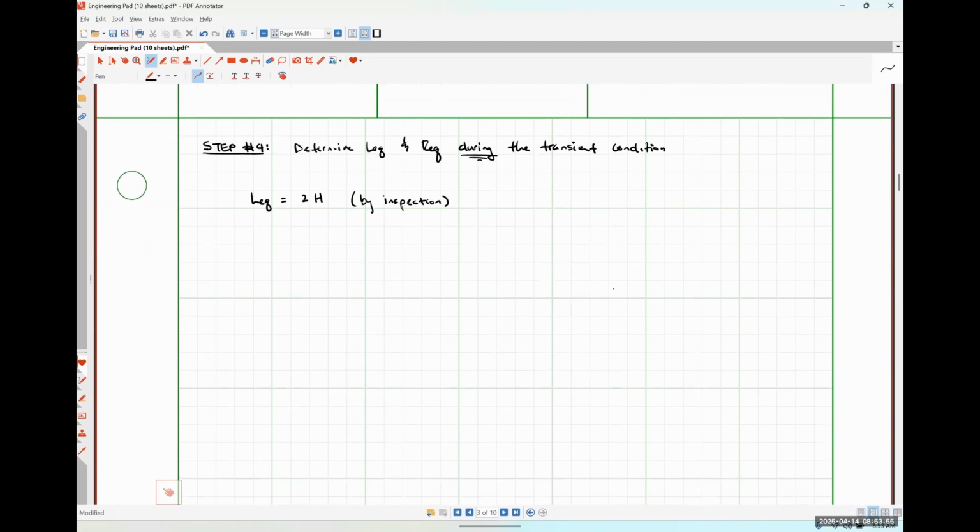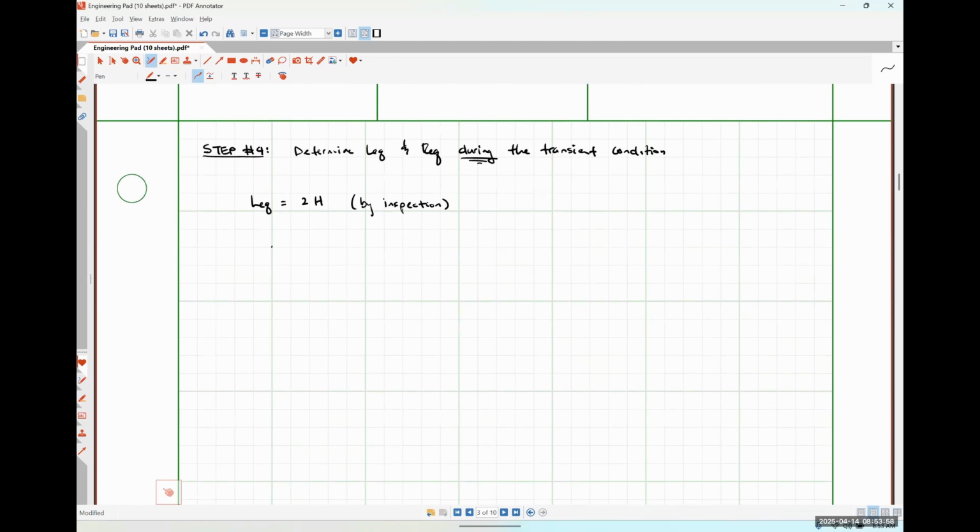So the REQ that we're looking for is essentially the Thevenin resistance seen by the inductor during the transient condition, okay? So during the transient condition, our circuit looks something like this. Here's our 64-volt source. The switch is open. Here's a 4-ohm resistor, 40-ohm resistor, an 8-ohm resistor. Here's our inductor. Here's a 48-ohm resistor.